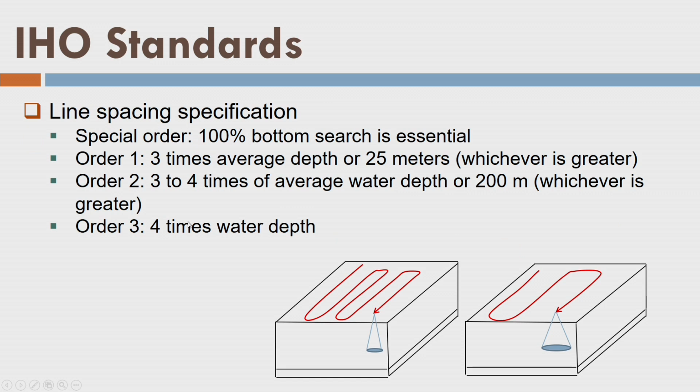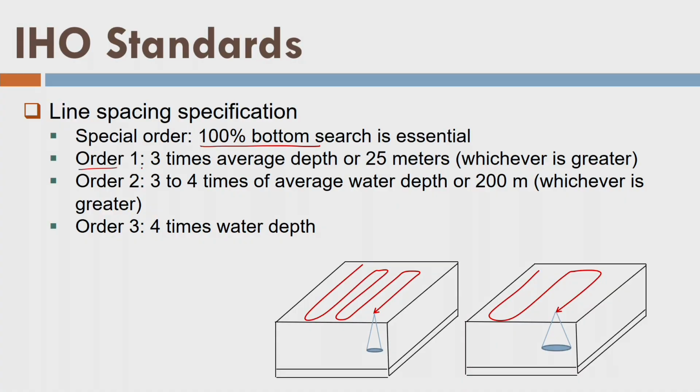Okay, what about the line spacing? Fine. In case of special order, we have 100% bottom search, which is essential. Whatever accuracy or line spacing we maintain in a special order survey, I have to have exploration of 100% bottom. That means the complete seabed or river bed has to be checked.